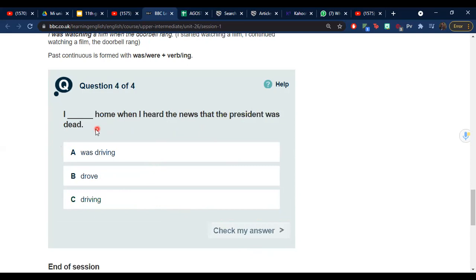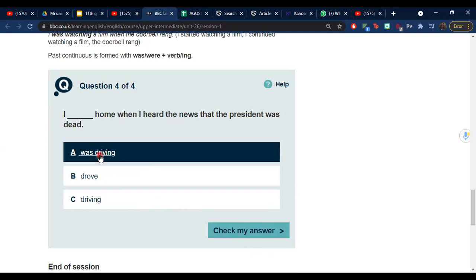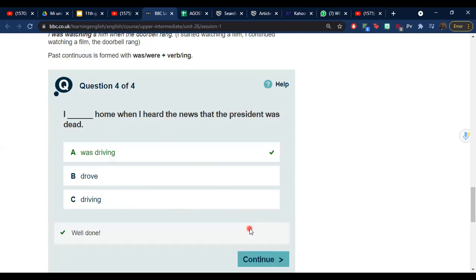Nice. "I was driving home when I heard the news that the president was dead." Here we are focusing on the interrupted past. We have the interruption here: when I heard the news. So, letter A, yes, the context. I was driving. You know what? Yesterday I was driving when I heard the president had that problem. So absolutely understandable. That's correct.